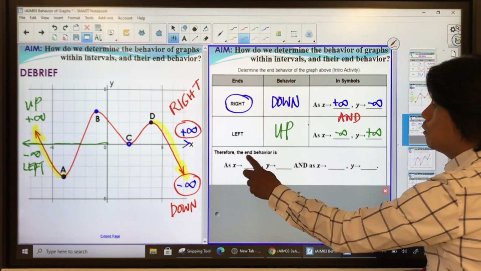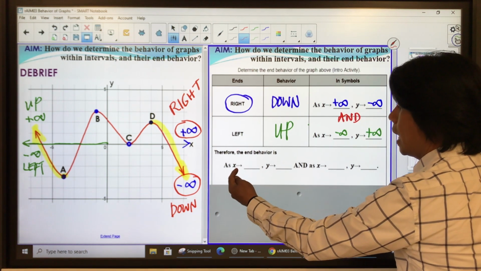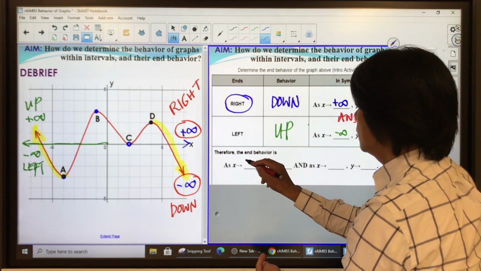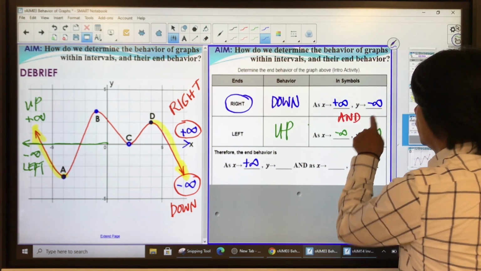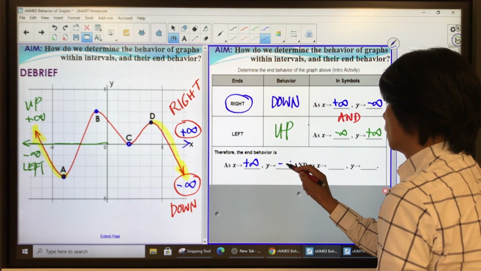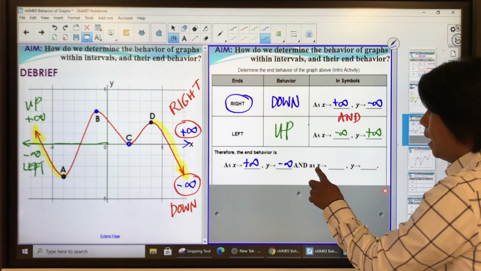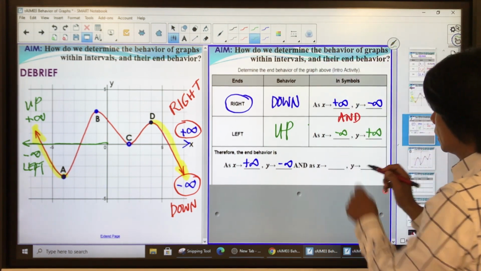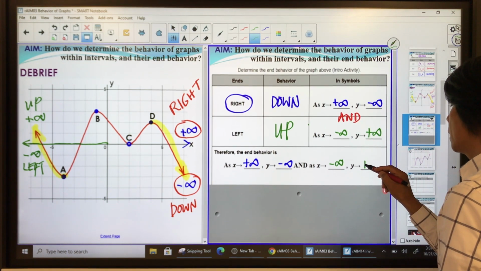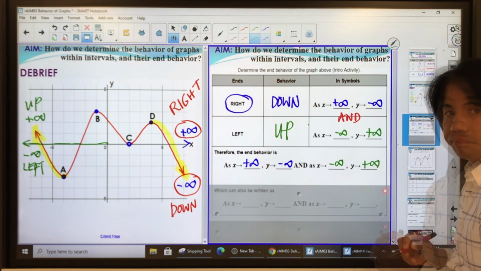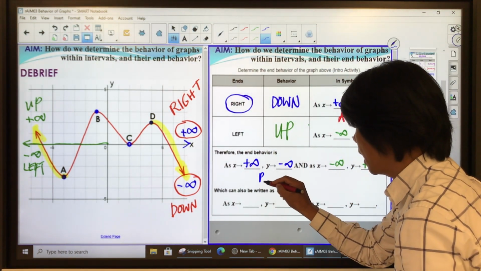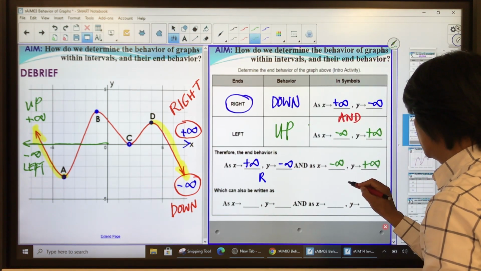Now, let's put them together. Therefore the end behavior is as x approaches positive infinity, y approaches negative infinity, and as x approaches negative infinity, y approaches positive infinity. So in this generalization, we describe the right side first and then the left.